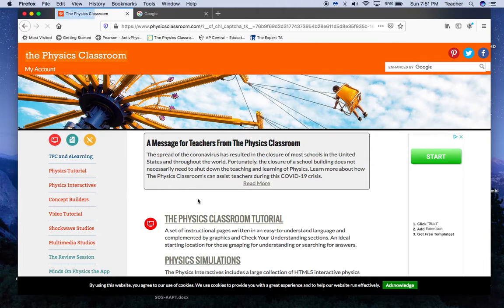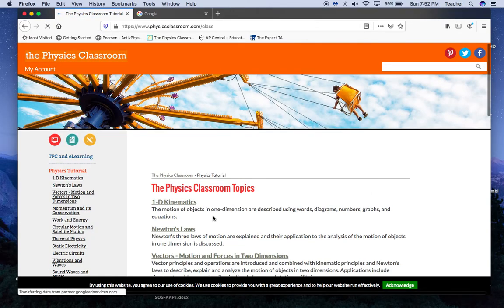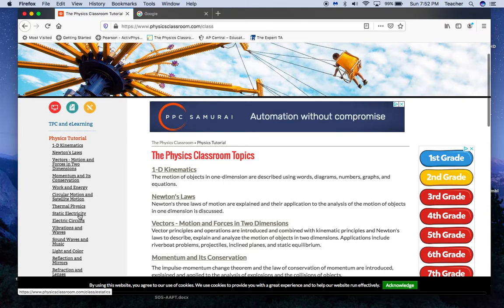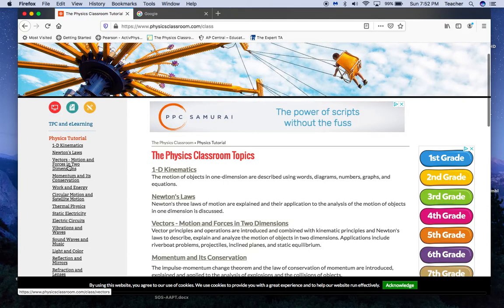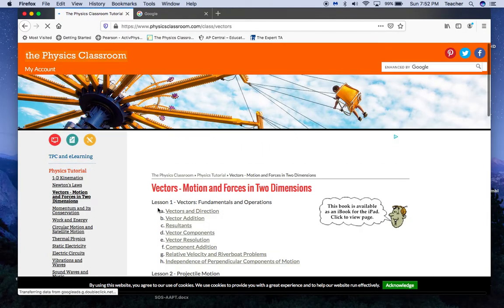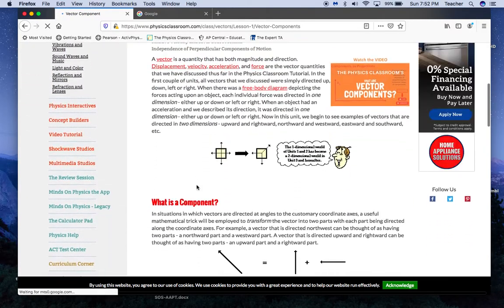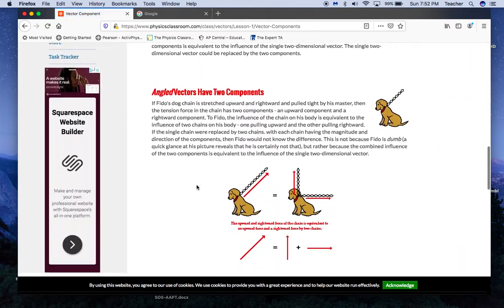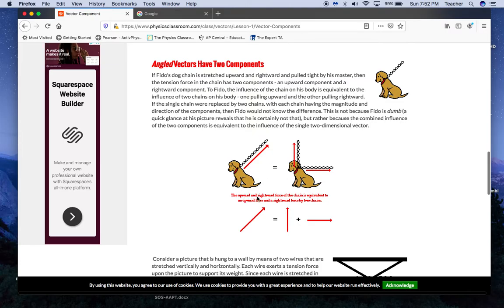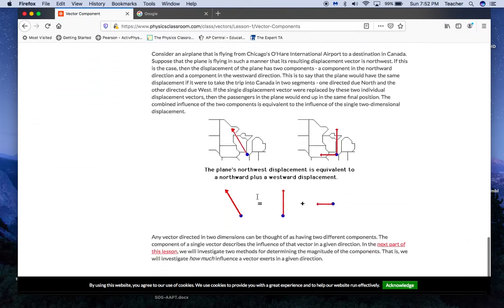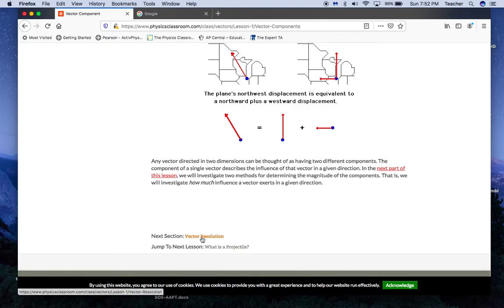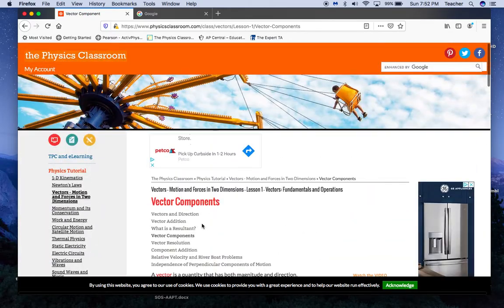So anyhow, when you go here to the Physics Classroom tutorial, which is really kind of their online textbook, vectors and motion and forces in 2 dimensions, I asked you to read several of these sections. There's some other good sections as well, like riverboat problems, vector resolution, things like that. I don't like this diagram. It looks like they're choking the dog. That's not cool. At any rate, they have some pretty good examples.